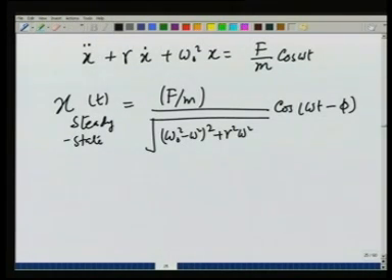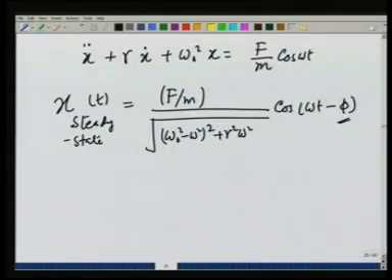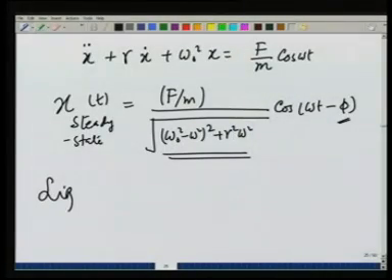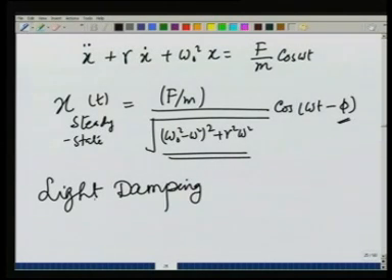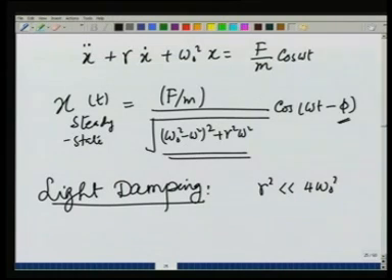The motion, the displacement, lags behind the applied force by a phase phi, and it has an amplitude that depends on the force and the applied frequency. What remains to be done now is to analyze different situations. Let us first take the case of light damping and see what happens in this case. Remember, this case is where gamma square is much less than 4 omega 0 square, or gamma is much less than 2 omega 0.